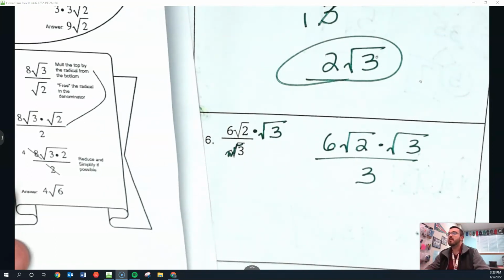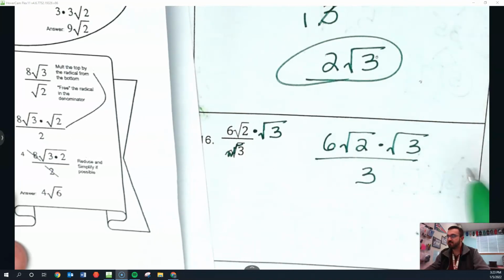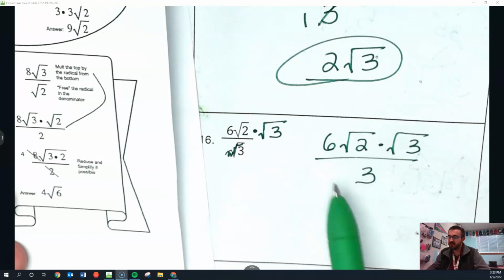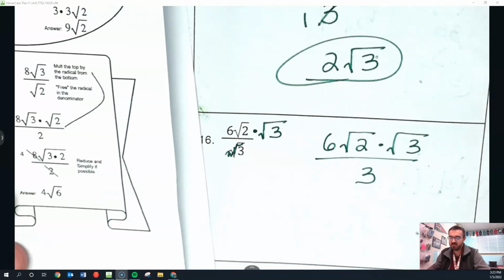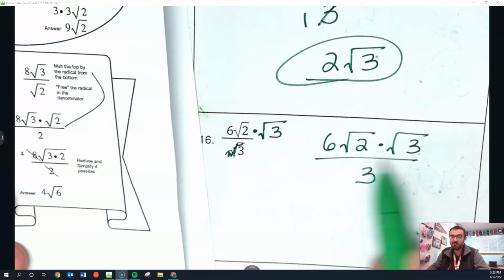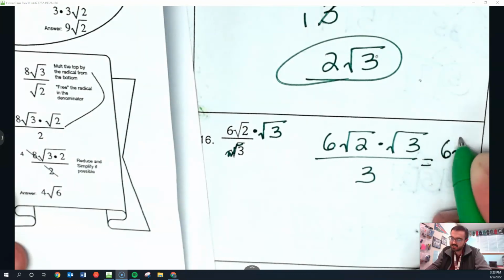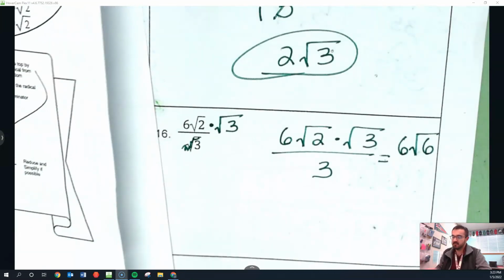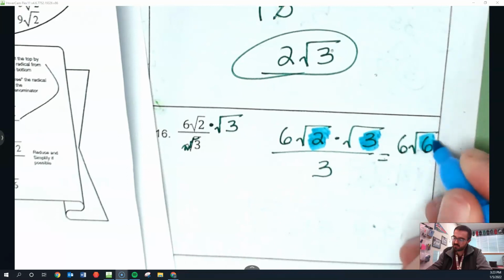One thing is on the top, in the numerator, there's some cleaning up to do. 6 is outside my radical, and there's nothing else outside my radical, so I can't do anything there. But 2 and 3 are inside the radical, so I can multiply those together. That would create 6 square root of 6, since 2 and 3 multiplied together give me 6.